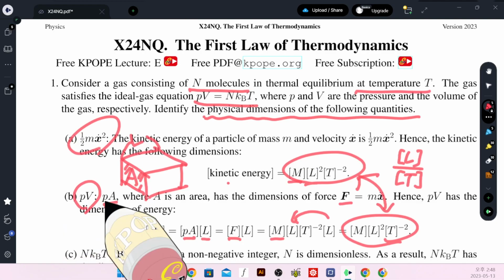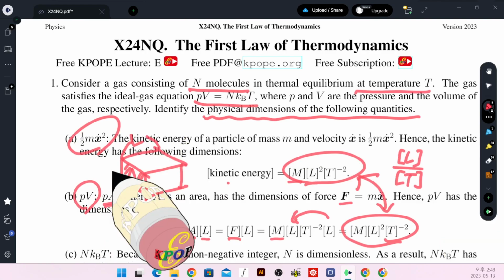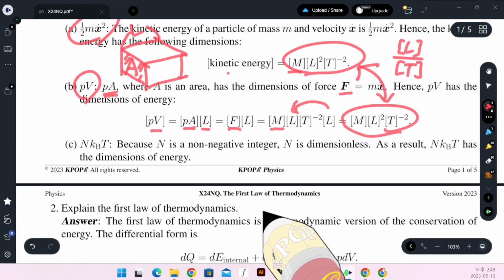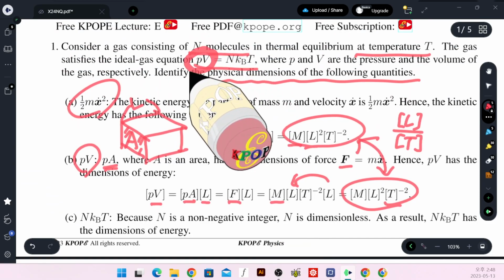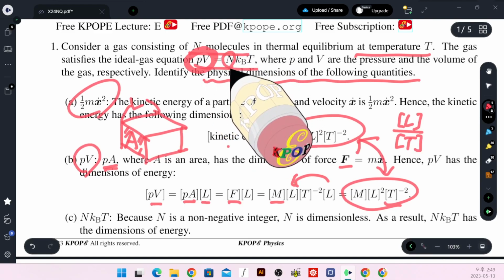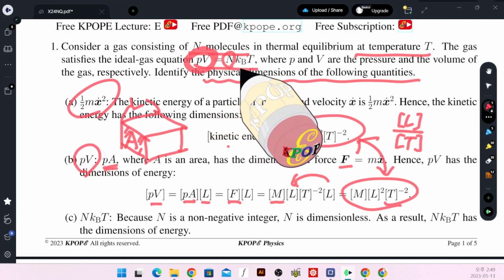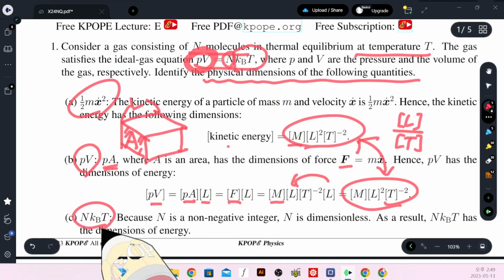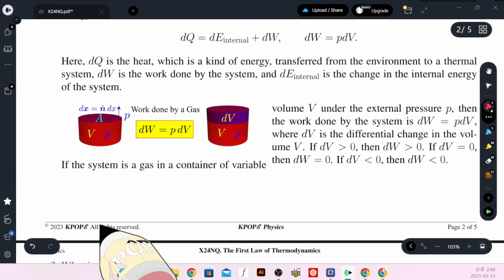And force times distance. Aha, force times distance is work. So energy, work, they are of the same dimensions. So this one has the dimensions of an energy. N is the number that is dimensionless. As a result, if you are allowed to write this, then KBT must be of the dimensions of energy. Okay?